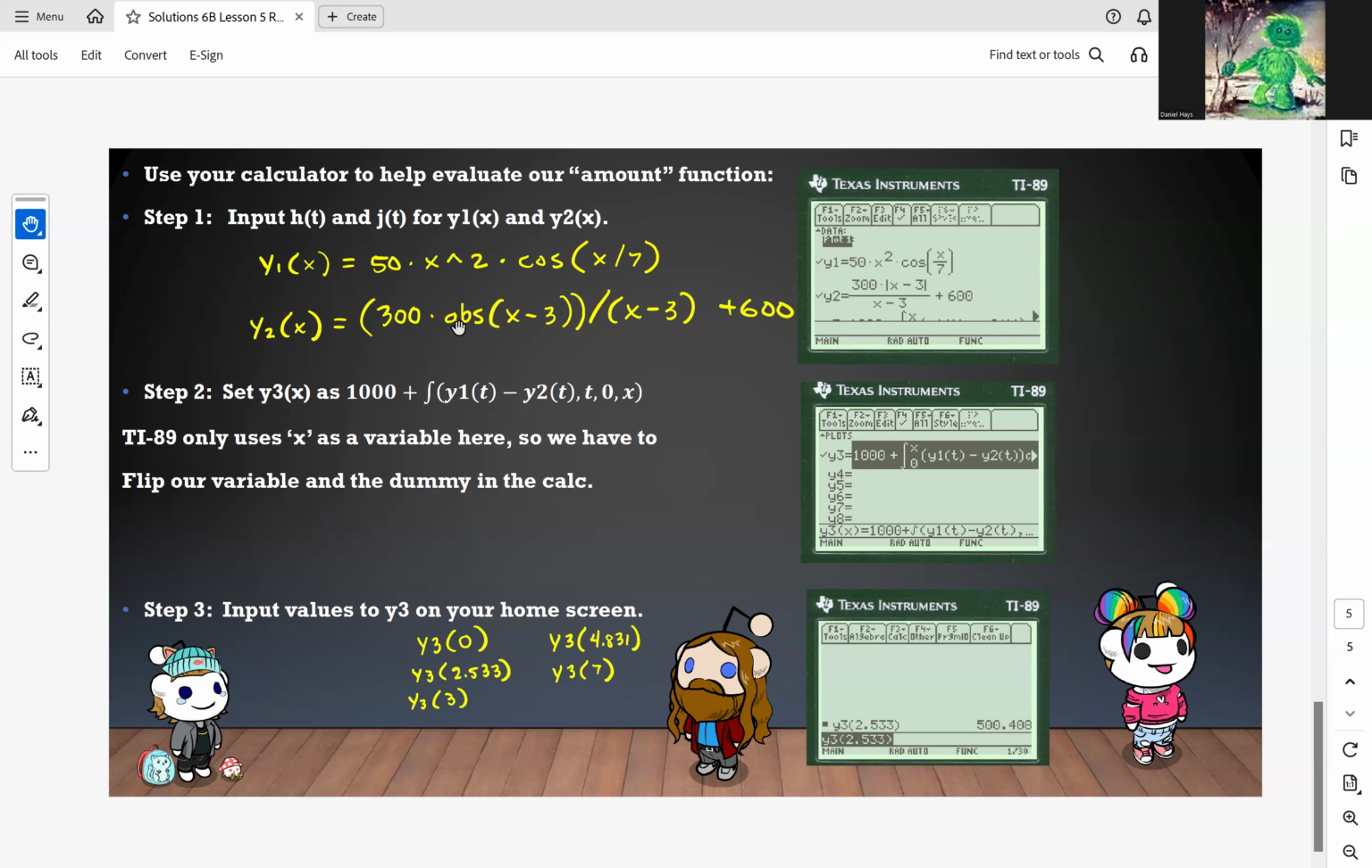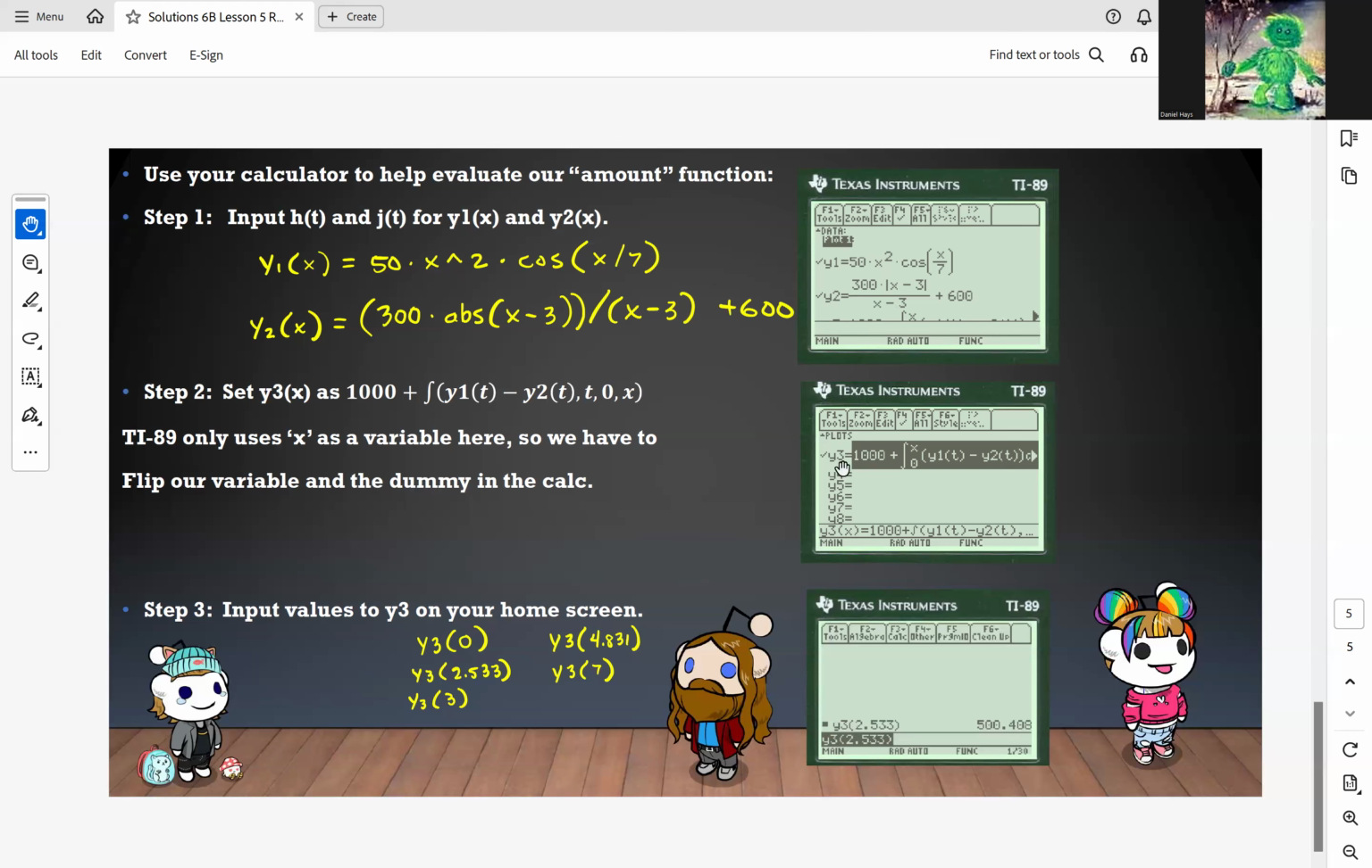You have to find an ABS function in the calculator. Go to the catalog button, which is, where's catalog? It's right under the apps button, not too far below and to the left of the arrow keys on the 89. It's on second 0 for the 84. So you have to find the ABS function to do absolute value. But yeah, we can input those rather quickly into Y1 and Y2.